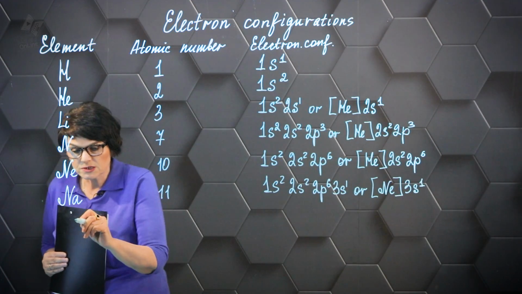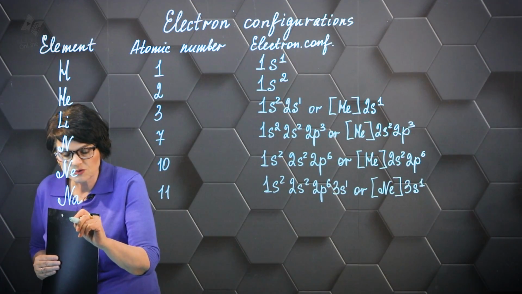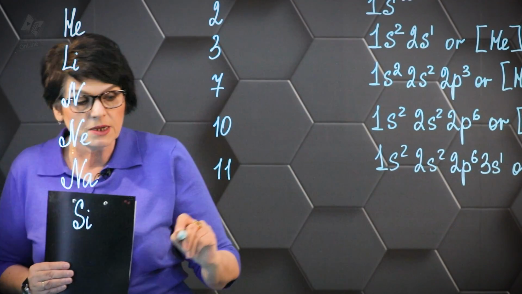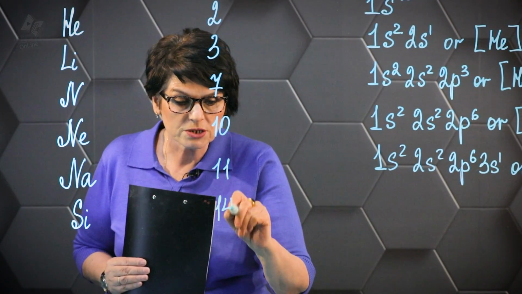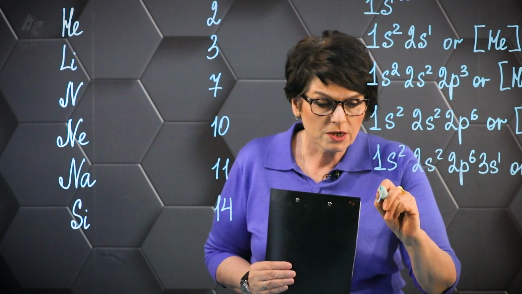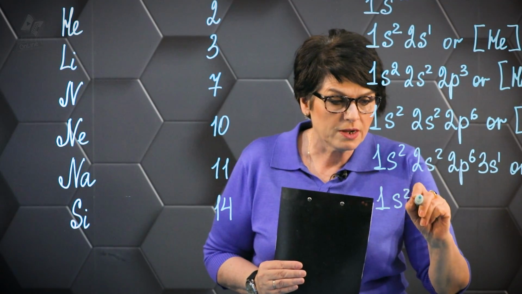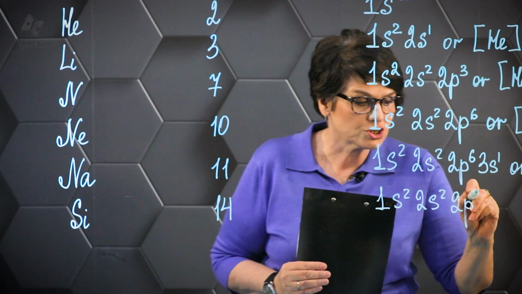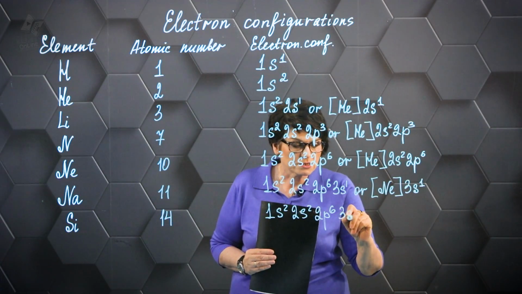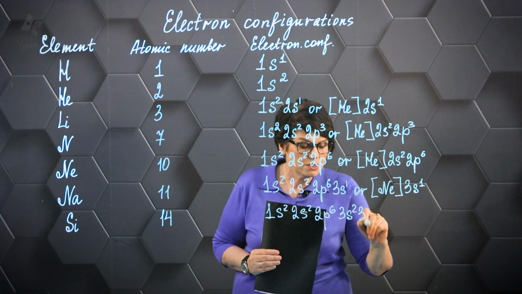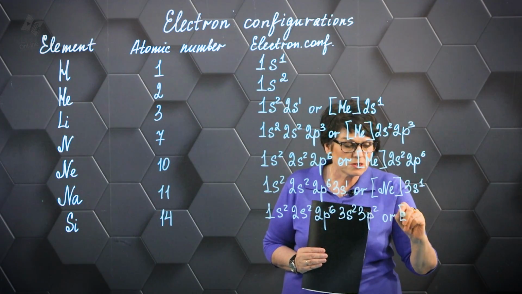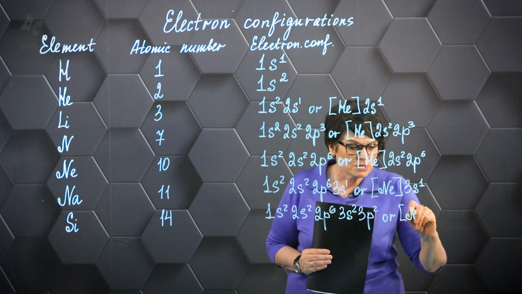Let's skip a few elements and take the element silicon. Its number is 14. Its configuration would be 1s2, 2s2, 2p6, 3s2 and 3p2. Or in a short recording it will be neon, and then 3s2, 3p2.